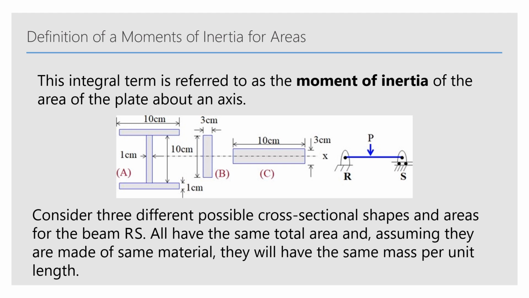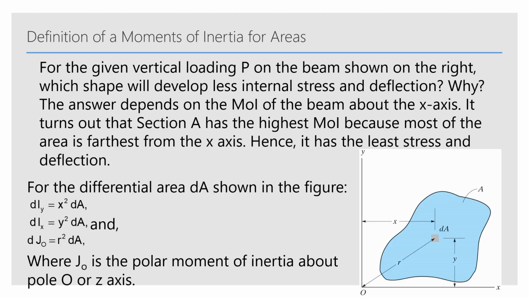Consider three different cross-sectional shapes and the areas for the beams R, S that we see over here. All have the same total area, and assuming they are made of the same material, they will have the same mass per unit length. For the given vertical loading P on the beam shown on the image we were just looking at, which shape will develop the least internal stress and deflection?